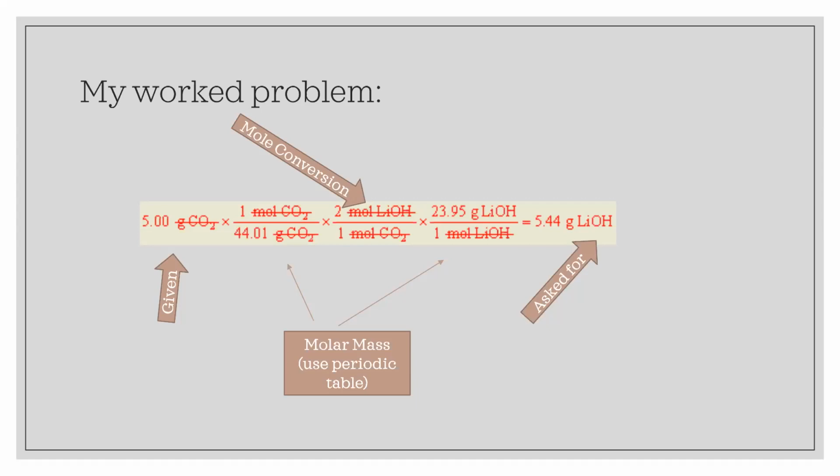And that is every single stoichiometry problem will follow the same idea. You'll be given one thing, asked for another. We're going to have to make sure that we have a balanced chemical equation to do mole conversions, and we're going to have to look on the periodic table.